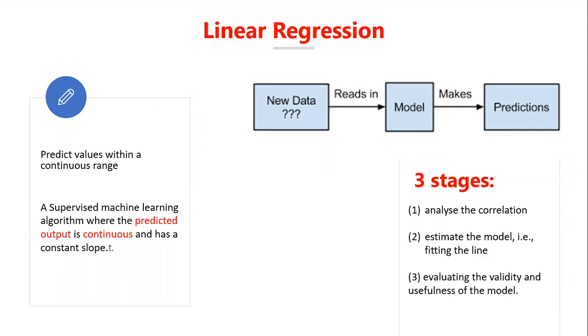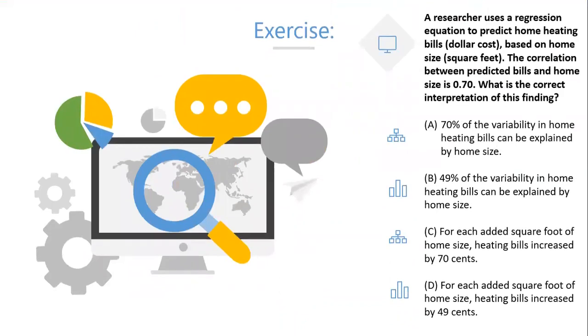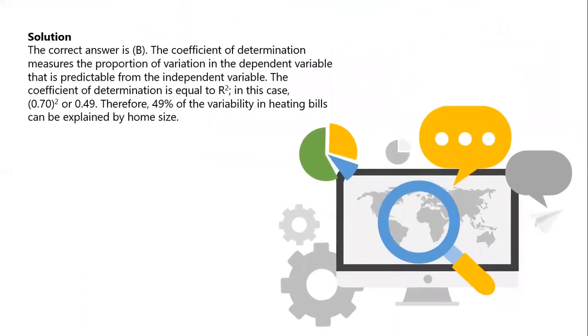There are 3 stages to it. Analyze the correlation, estimate the model by fitting the line, and evaluate the validity and usefulness of the model. Here's an exercise which you can try and you can check your answers.